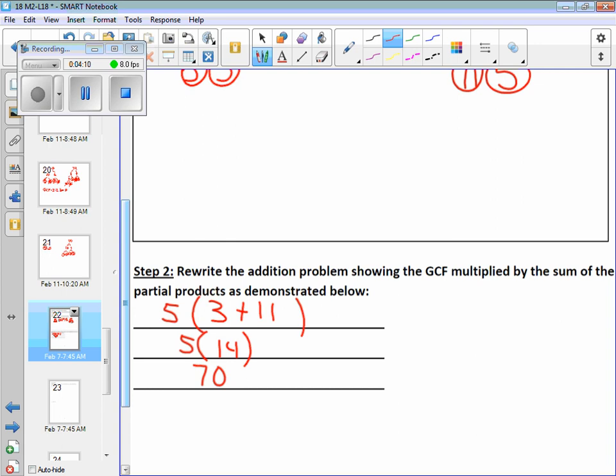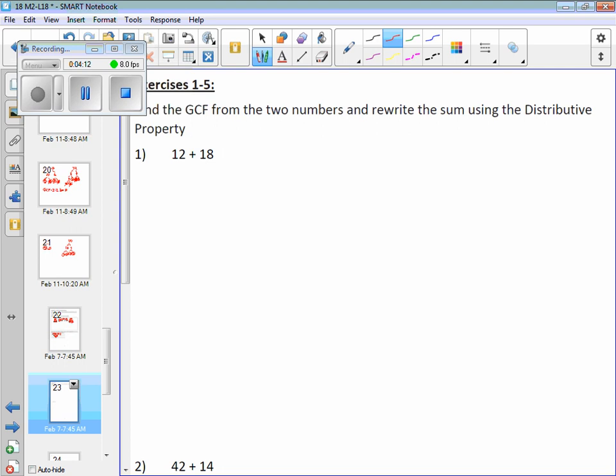Okay. Let's do one more together. Go to exercises 1 through 5. There's no advanced set for this. What do you have to do first? Again, 12 plus 18 you could probably do in your head. What's the answer? 12 plus 18 is 30. But what are we going to do first? Jay. Find the GCF. Okay, everybody do that. I'll call you up.